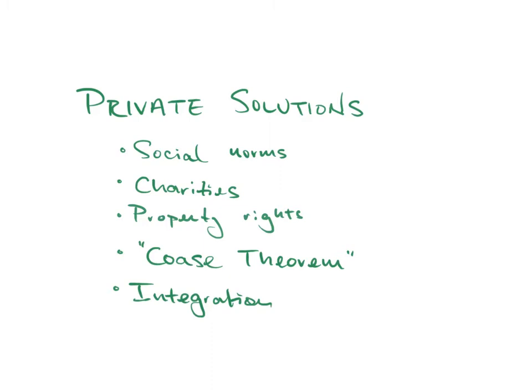A second solution is maybe relying on charities, or letting charities solve some of the problems of externalities. Let private organizations do things that create positive externalities. So, you know, feeding the poor or providing housing to poor people might create a positive externality for the public in general.